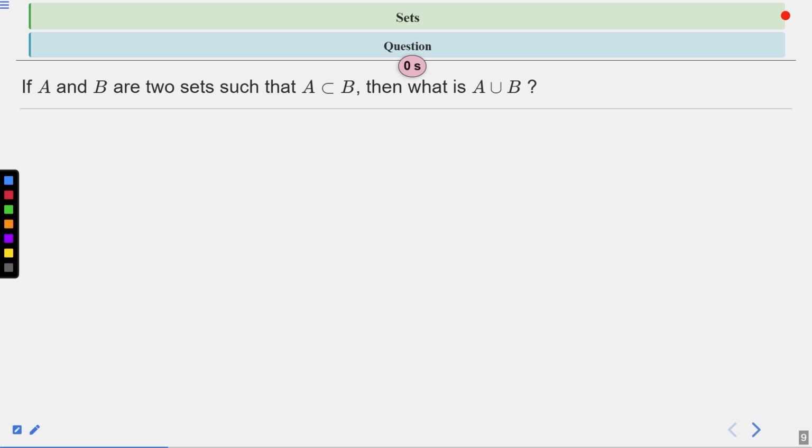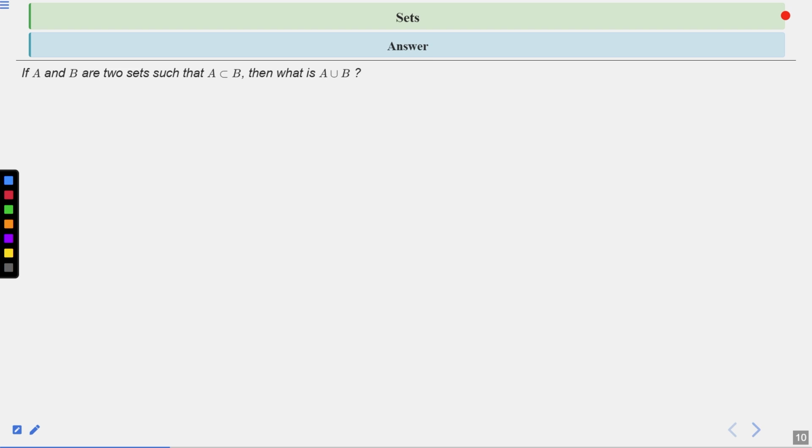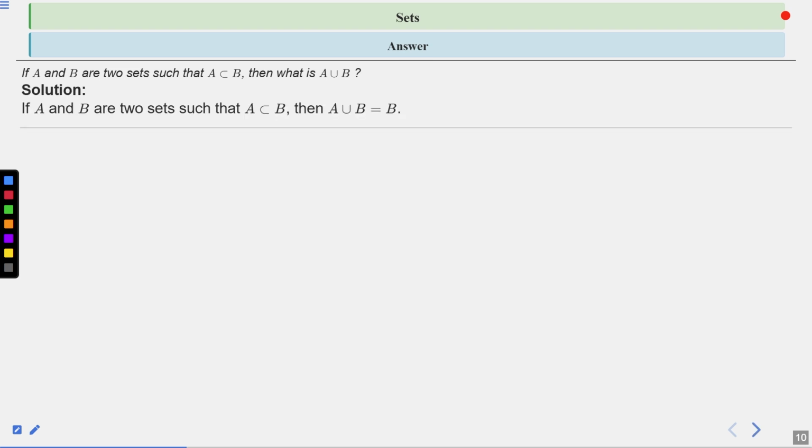So as we saw in the previous slide, using an example where A is a subset of B, it is generally true that if you take any subset A of B, the union will be the superset. So the solution, just one liner: A and B are two sets where A is a subset of B, then A union B will be your superset. Clear? Moving on to the next question.